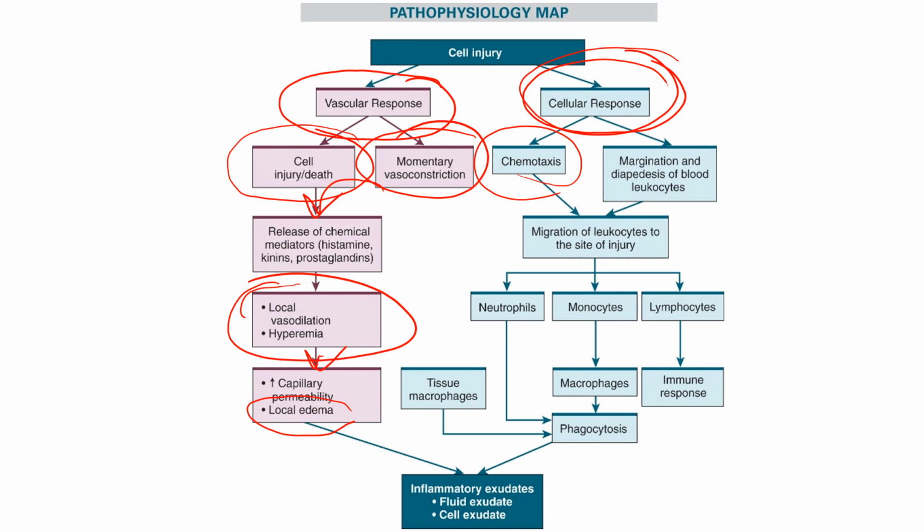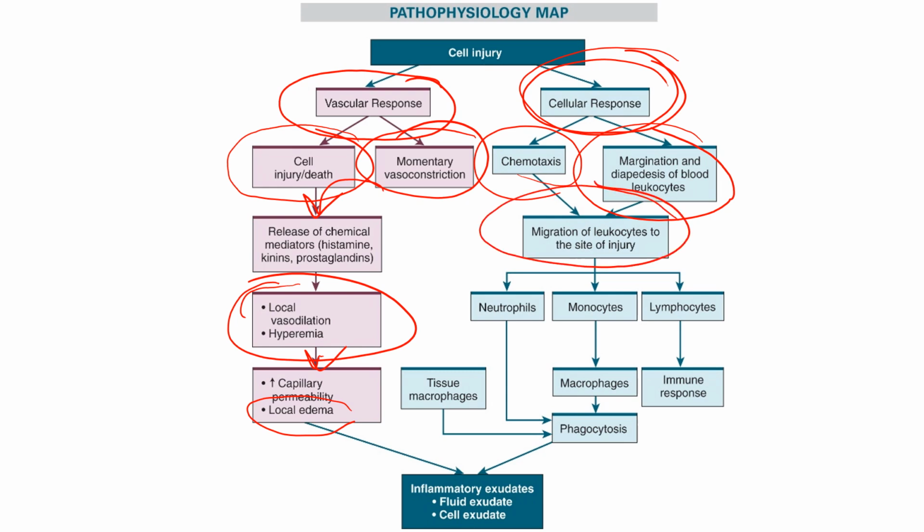So what's interesting about chemotaxis is that the blood in our vessels runs like a river. Okay, it's one direction only. But when this chemotaxis starts occurring, these white blood cells can actually go against that current and turn around to go towards where they're needed. So that's pretty interesting. So then we have margination and diapedesis of blood leukocytes. All that really means is that those white blood cells are traveling out of the blood vessel into the tissues where they're needed. Okay, so we're going to have the migration of white blood cells to this site.